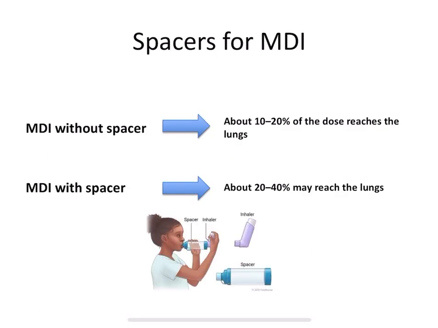Spacers for MDIs are extremely important. Without a spacer, much of the albuterol is lost in the mouth, throat, or air. With a spacer, more medication stays suspended long enough for the patient to inhale it correctly. Spacers help because they reduce the need to perfectly time the spray and breath. They slow down the aerosol cloud. They decrease medication impact on the throat and improve lower airway delivery. They also reduce side effects from swallowed oral medications.